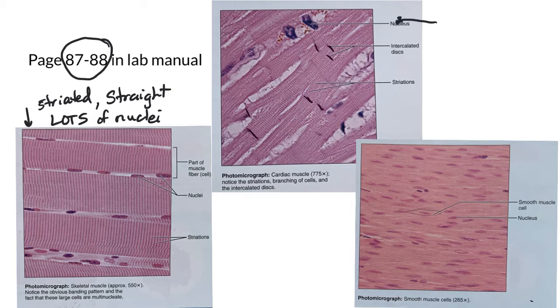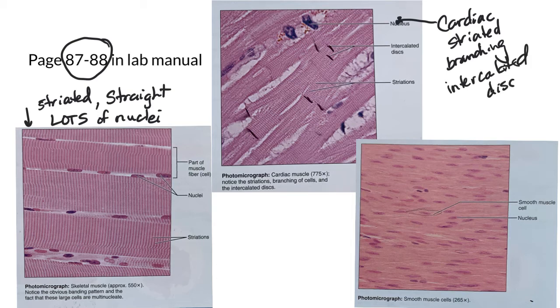Over here is cardiac muscle. When we look at cardiac, the giveaway, first off, is striated. Okay, you can't argue that one. It's pretty striated. But you'll also see branching fibers and then the intercalated discs.